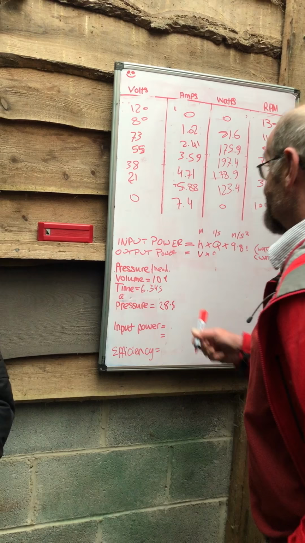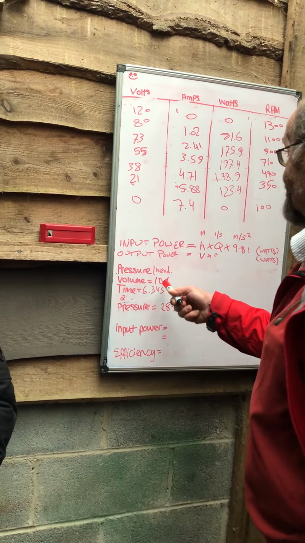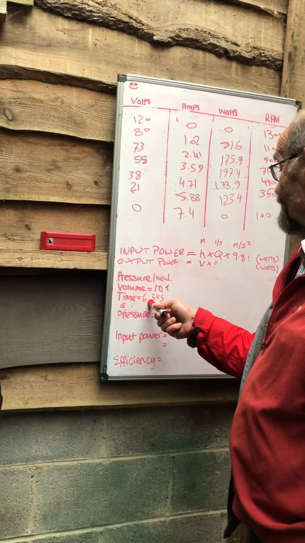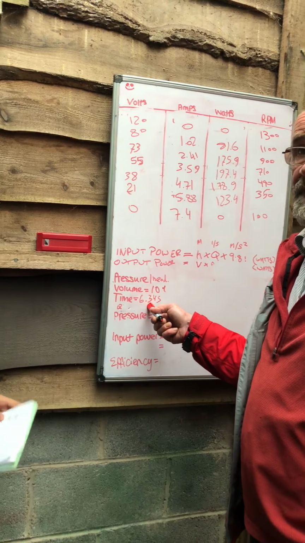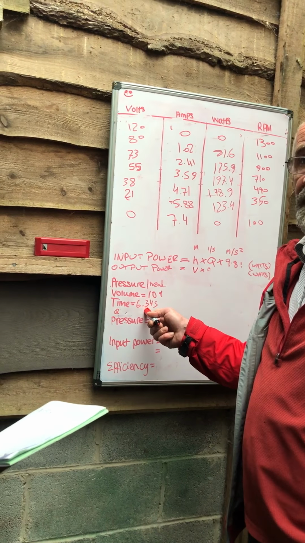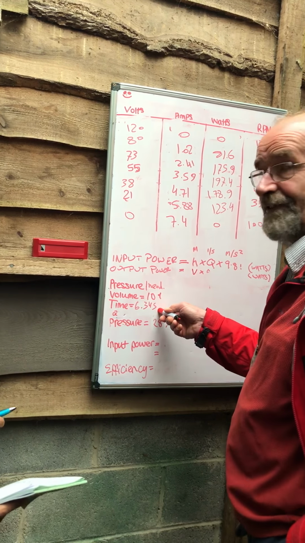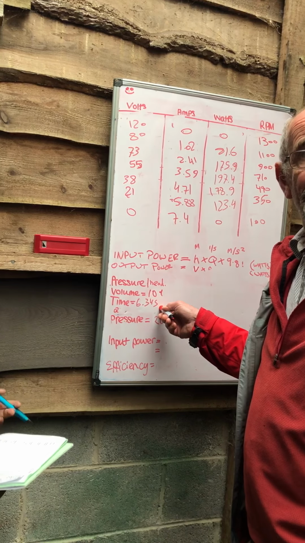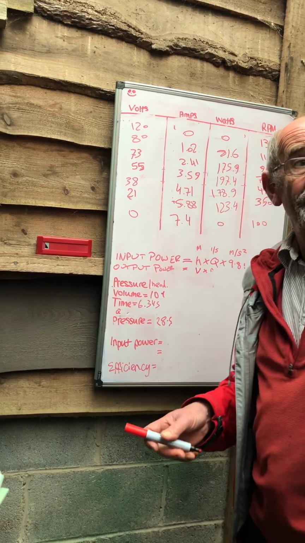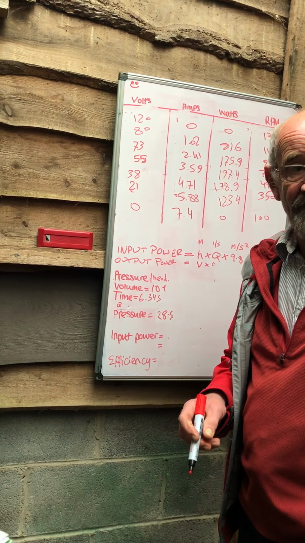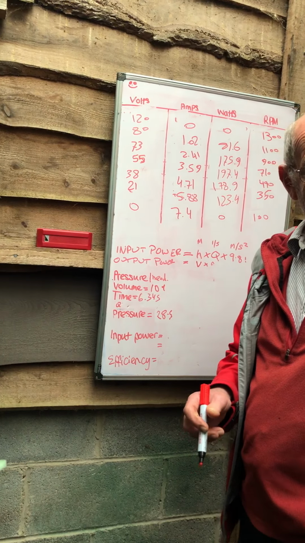So the pressure was 28.5. Now we had 10 litres in 6.34 seconds average. So how many litres per second is that? You divide 10 by 6.34. That's 1.57. So the Q equals 1.57.